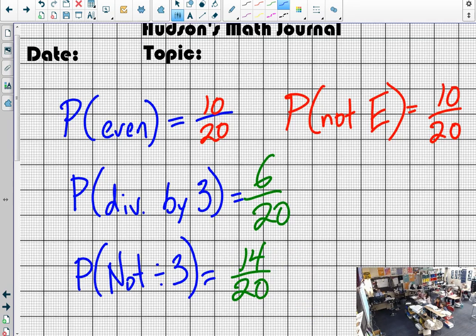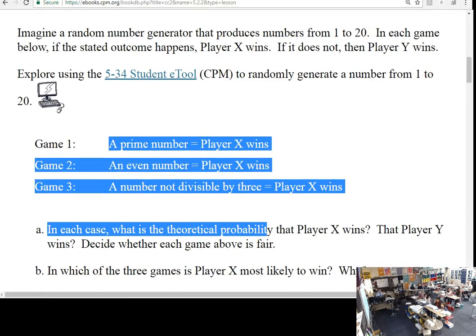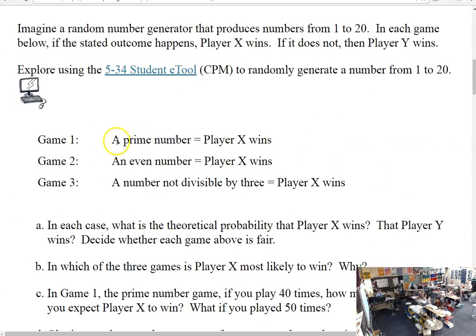Look up at the TV or in your book, part B: in which of the 3 games is player X most likely to win? Talk with your partner for a moment. Remember the 3 games, here's X winning up here. I'll bring it down here because some of you aren't looking. So these are X winning, right? Not divisible by 3, even, or prime. Talk with your partner. Which game is the best for player X? Then we're going to move on and use your calculators.